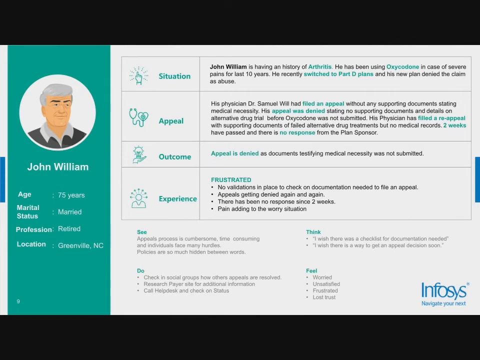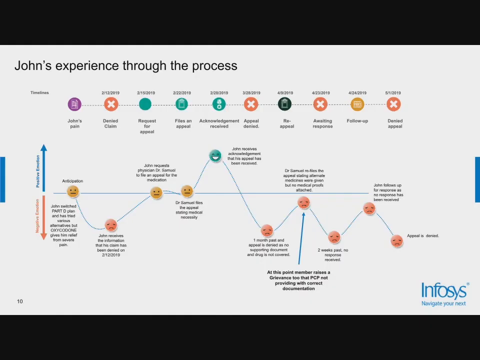Now let's take a look at John's emotions through the process. It goes from being hopeful that somebody is looking at the case, to being frustrated, to actually losing trust, not just in his doctor, but in the health plan as well. This was the first interaction that he was having with the new plan, and the experience made him doubt the plan's intent to pay. His worry was not just about this claim being denied, but more about how he is going to take care of his future health needs.